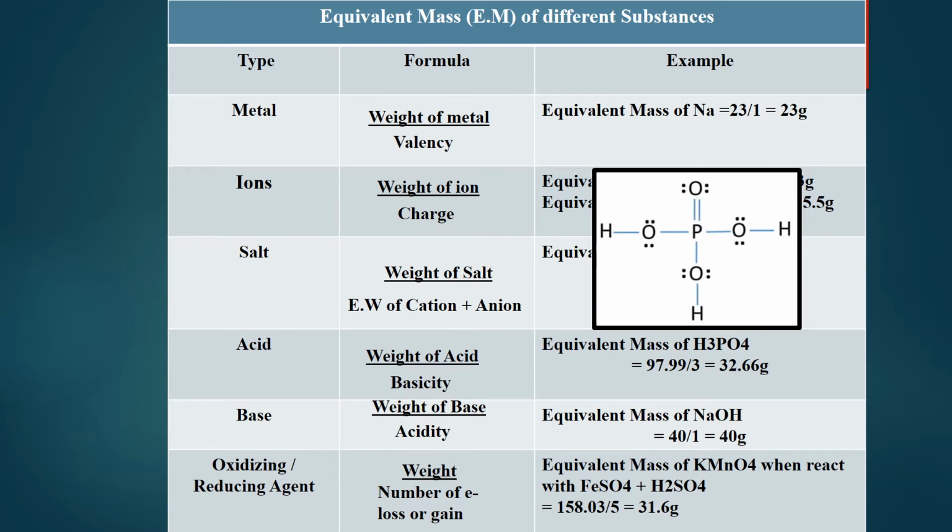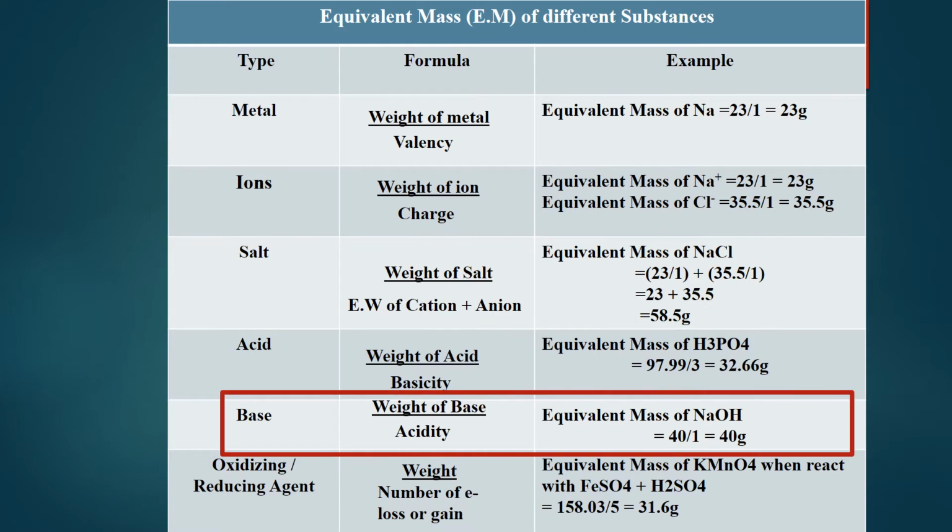For finding equivalent mass of a base, first of all find out the molecular weight of base. Then divide it by its acidity. Always remember, acidity is the number of replaceable hydroxide ions in any base.